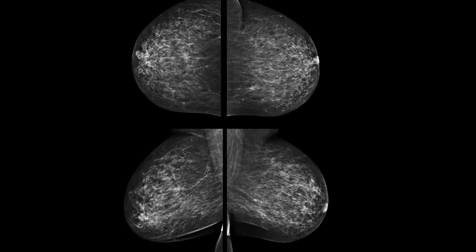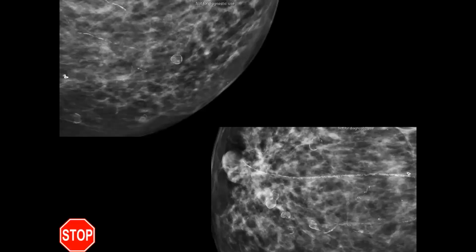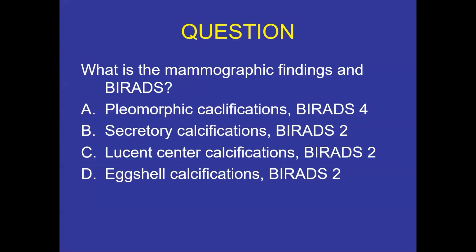So here's her mammogram. And this is the image you need to look at. So take a look at this. This is the image with the pertinent findings. All right, now we'll look at the question. And once you know the answer, you can feel free to fill in your answers. So it looks like the majority of people answered eggshell calcification and BI-RADS 2, and that is correct.